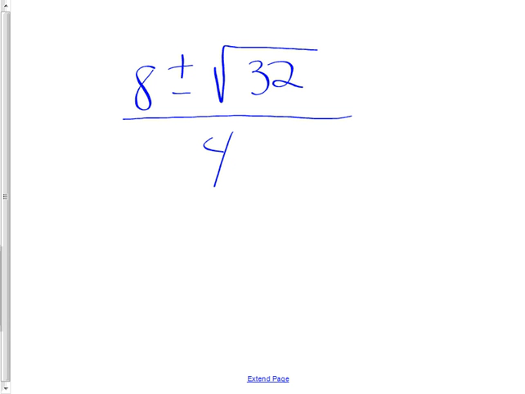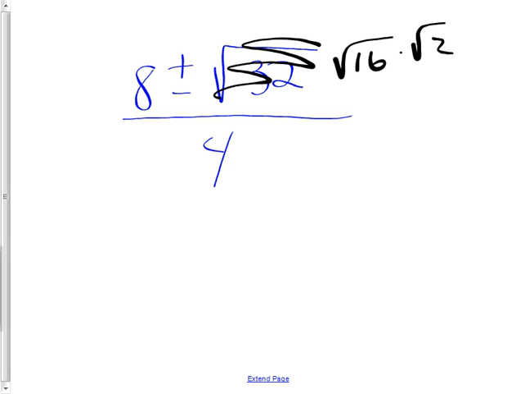In case you're having trouble with this one, I'd recommend 16 times 2. You can do 4 and 8, but then you have to break the 8 down into 4 and 2. So it's probably smartest to go with 16 times 2. And that, of course, becomes 4 root 2.